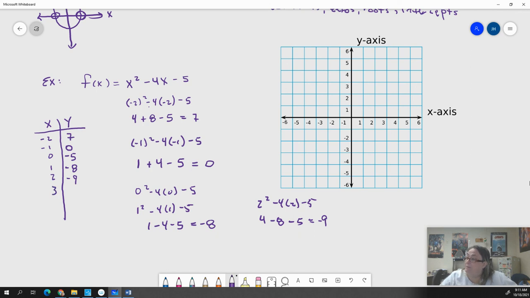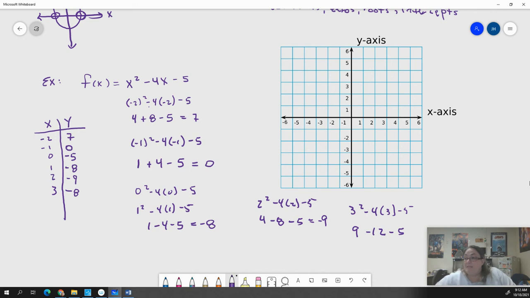3. Well, what happens when I put in 3? I get 3 squared minus 4 times 3 minus 5, and we keep going. 9 minus 12 minus 5. 9 minus 12 is negative 3 minus 5. Oh, look, we got a negative 8.